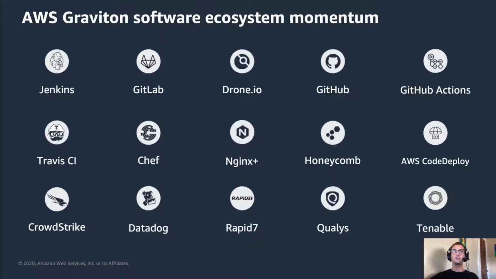The Graviton-based instances are supported by many software vendors. In the CI/CD landscape, for example, Jenkins, GitLab, or Drone.io are supporting the Graviton-based instances. In the security landscape, software like CrowdStrike is supported on Graviton 2-based instances. And if you are looking for a framework to monitor your application, the Datadog framework is supported on Graviton 2-based instances.